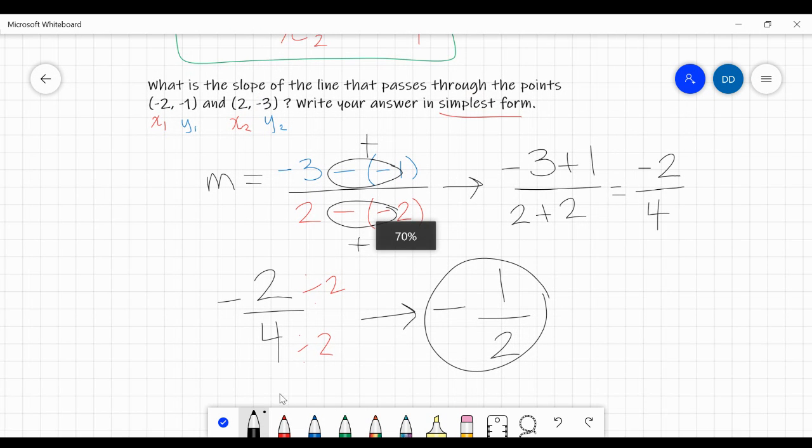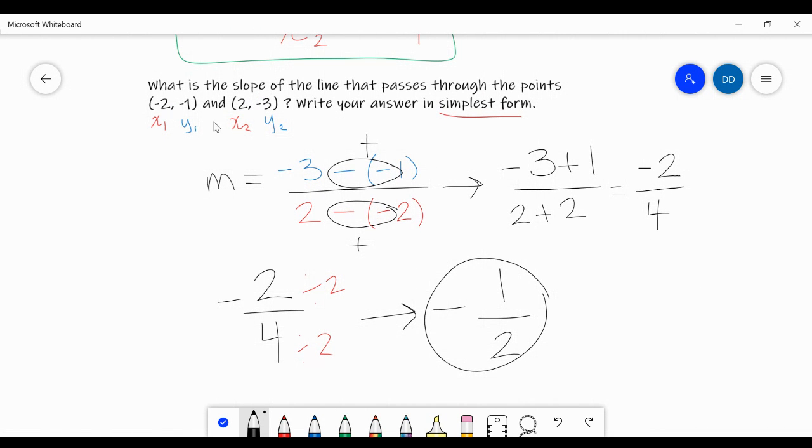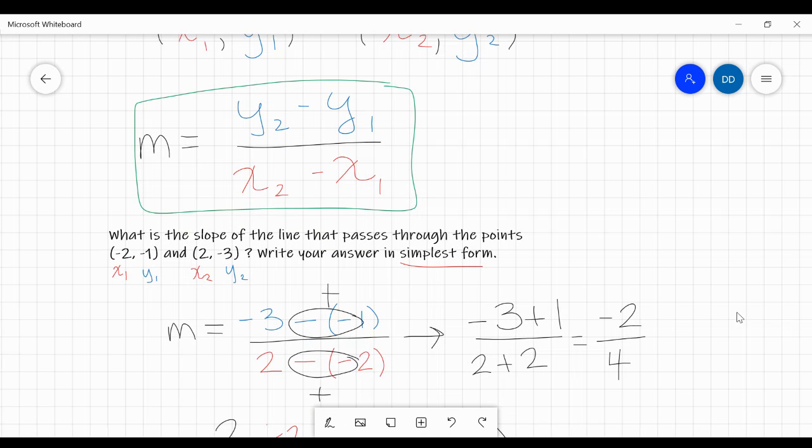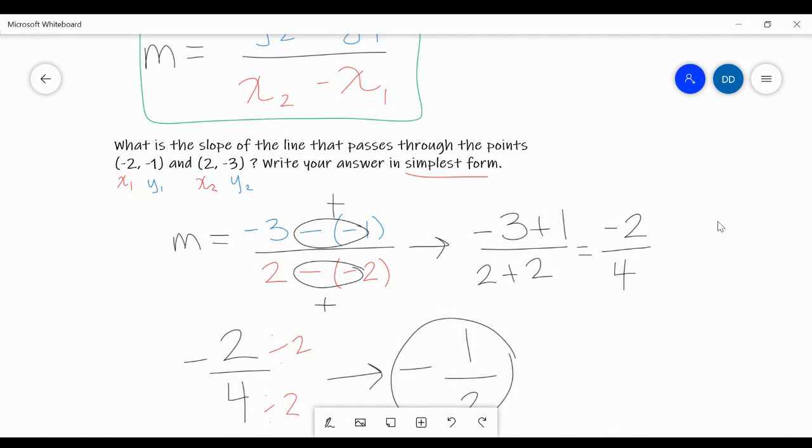All right, so whenever you're doing this on your own, first label your points. Make sure it's 1, 1, 2, 2, and then plug it into your formula the correct way. If you need your formula written somewhere so you can see it, that's fine. But make sure you do y2 minus y1 over x2 minus x1.